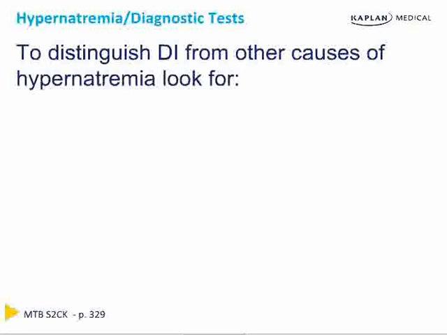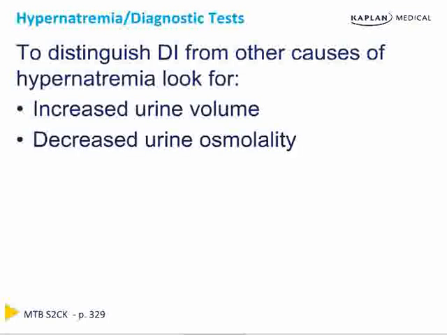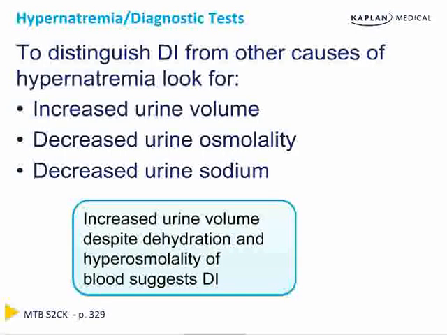So, if you're trying to distinguish diabetes insipidus from other causes of hypernatremia, here are some things to look for. In diabetes insipidus, you often see increased urine volume and decreased osmolality. You also see decreased urine sodium. In a nutshell, diabetes insipidus is the presence of high urine volume of very dilute urine, despite dehydration and hyperosmolality of the blood. If you see these findings described in a clinical vignette, they're more likely describing diabetes insipidus.